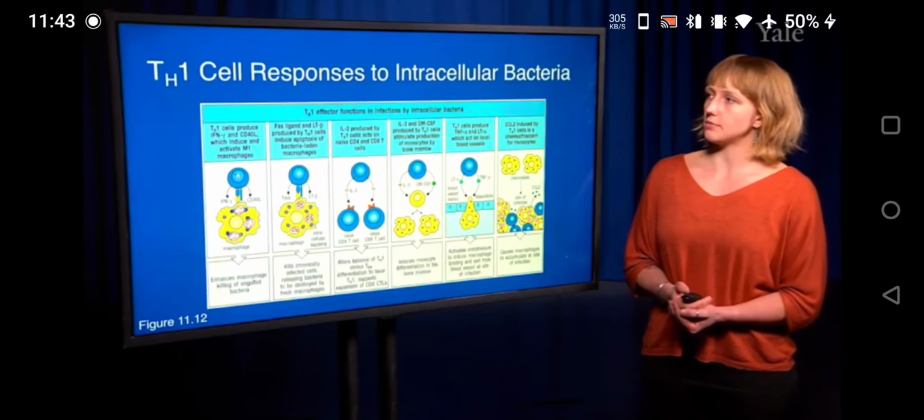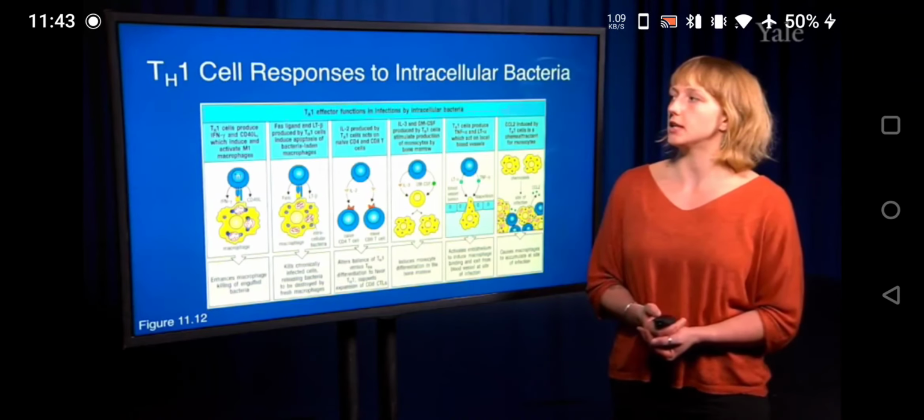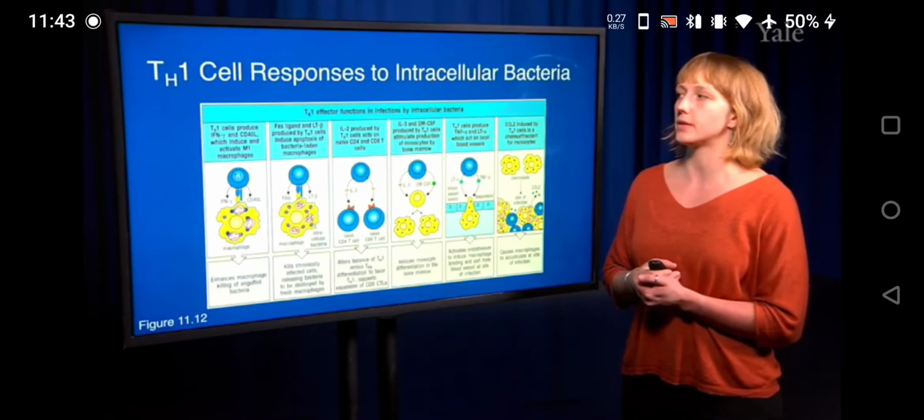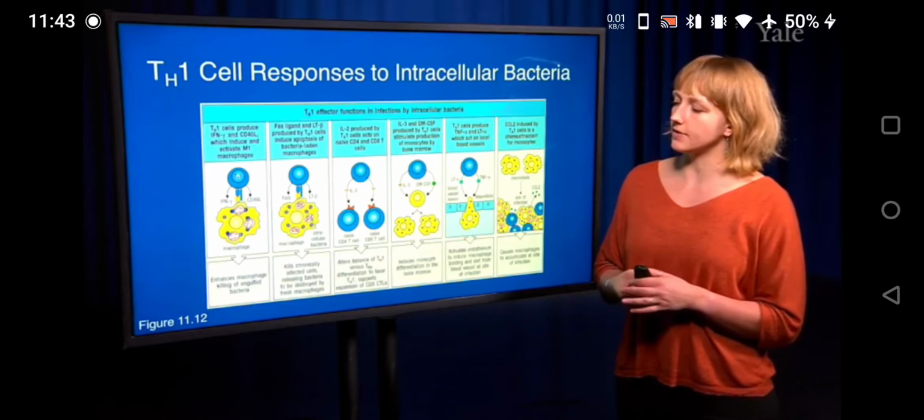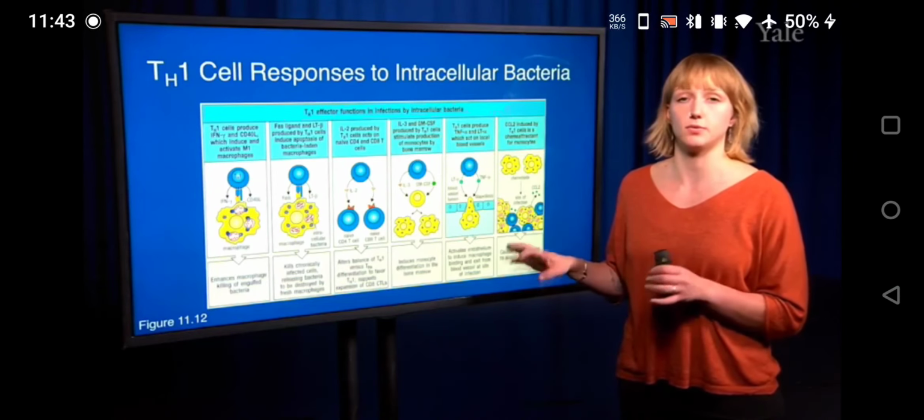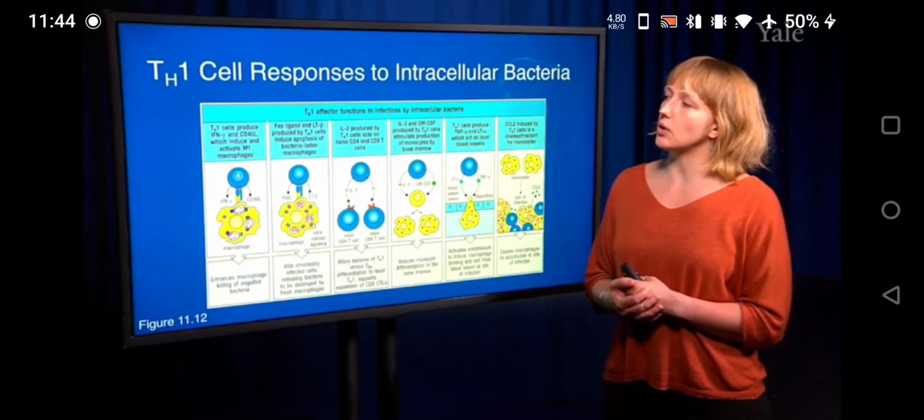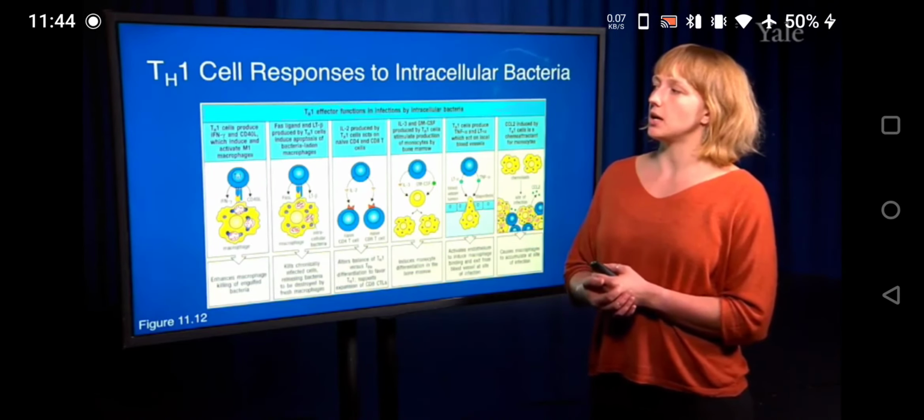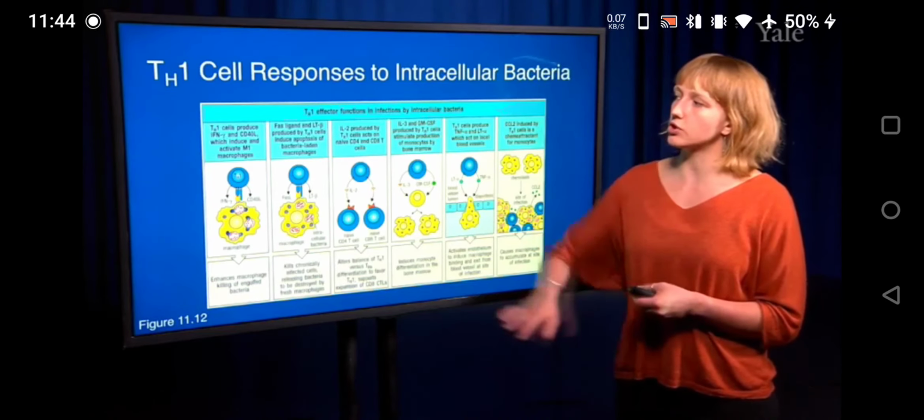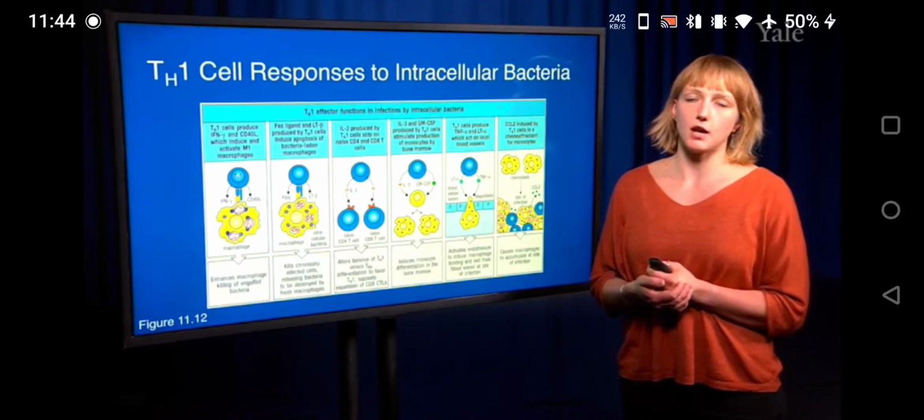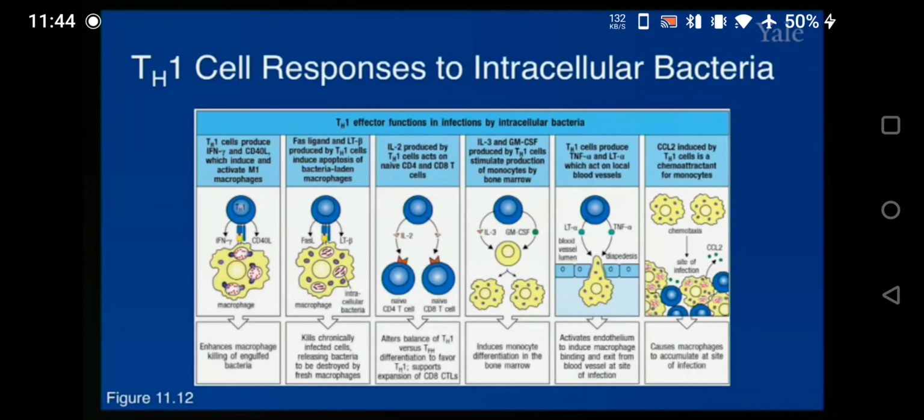So type 1 cell responses to intracellular bacteria have a variety of different roles, and I want to go through a couple of them. On the far right of this figure, which goes through a lot of details and would be a really good reference for you to utilize, we have Th1 cells that produce interferon gamma and CD40 ligand, which then induce and activate M1 macrophages. So this allows macrophages to be more substantial in their ability to engulf and kill bacteria via phagocytosis.